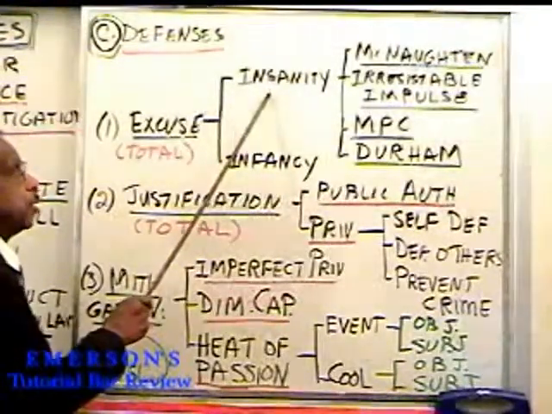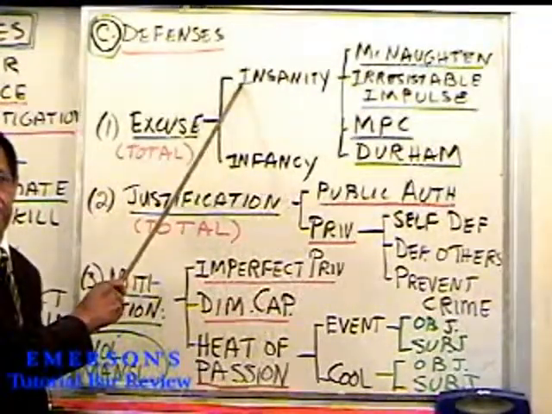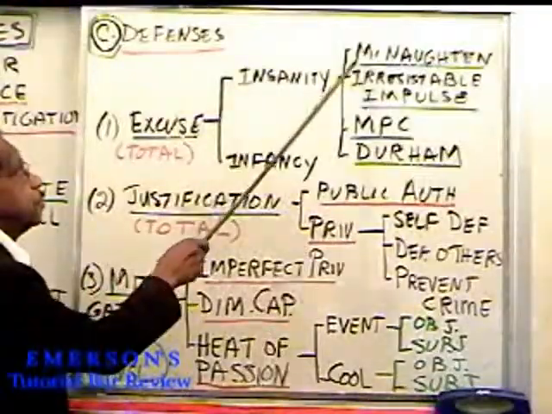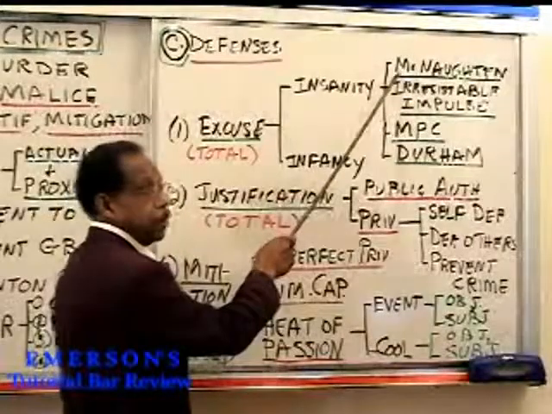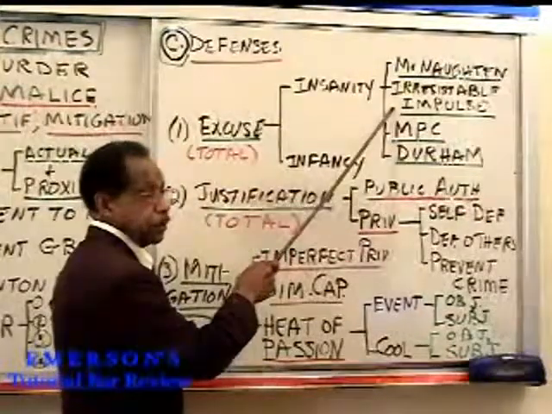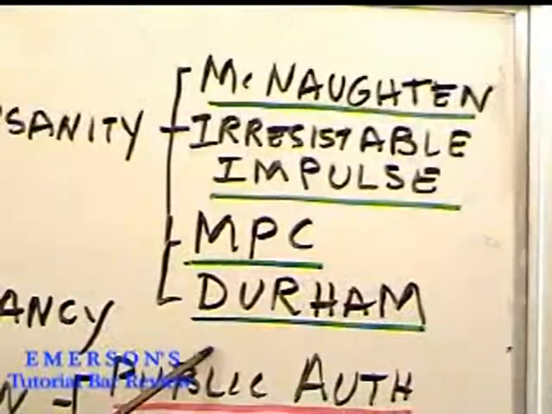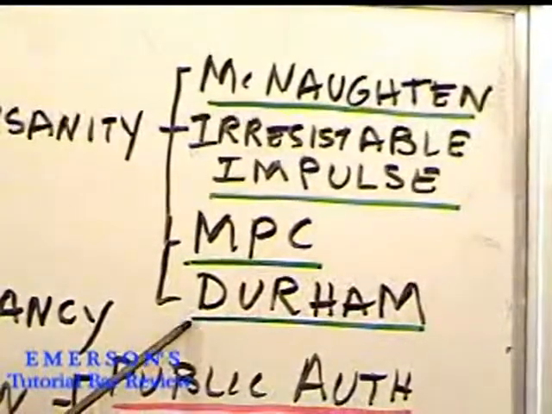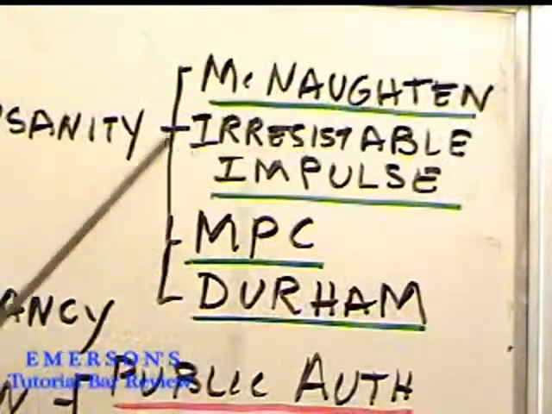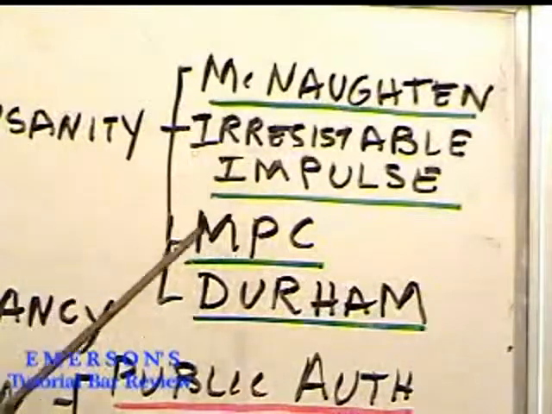Insanity. There are 4 views of insanity, and the bar examiners expect you to be familiar with them. The 4 views of insanity are the McNaughton rule, the irresistible impulse rule, the Model Penal Code, and Durham. We need to know the details of all 4 of these, and this is an important part of what was being tested on this exam, so we will talk about the details of all 4 of these in just a few minutes.